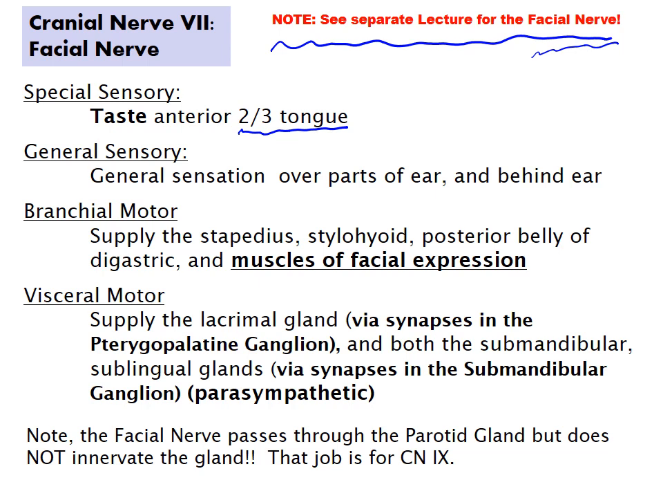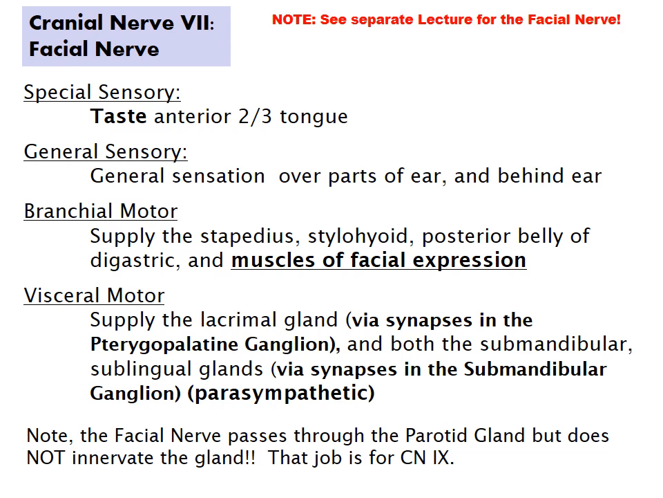It gives us general sensation over parts of the ear and behind the ear. That's not very important. But what is important is that it serves the muscles of facial expression. So what are the muscles of facial expression all about? Well, these are all those muscles in our face that allow us to frown and smile and pucker and give signs of fear and give signs of elation and everything else. So this is very important for us as humans to have these signs of facial expression, and that's specifically served by the facial nerve.